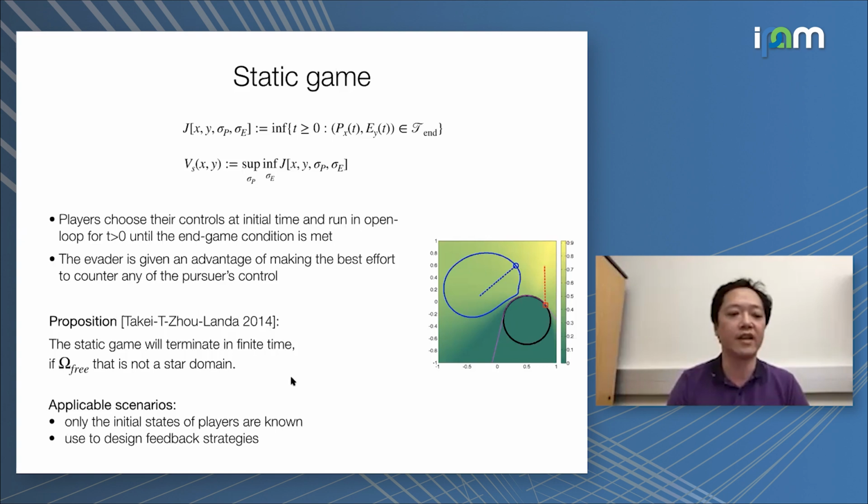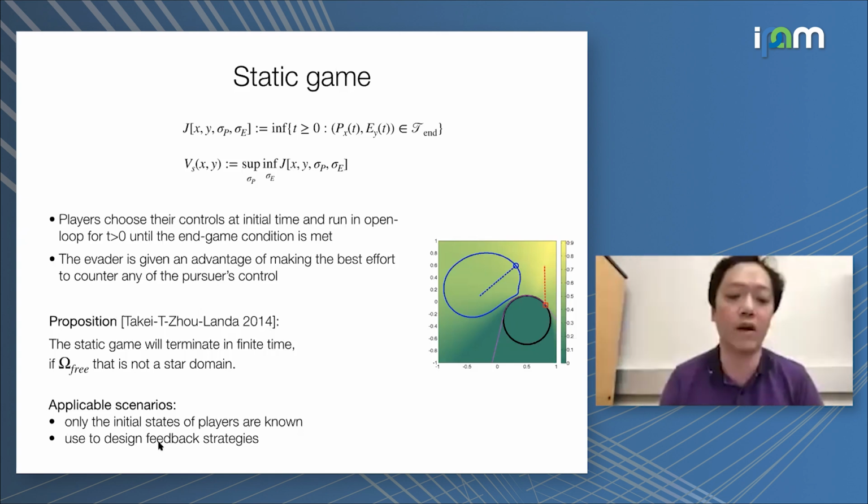Why consider this kind of static game? We would argue that there are some applicable scenarios in which one can benefit from knowledge of solving static games. For example, if really only the initial state of the players is known, then one has to do the best we can, and that would be playing this static game to optimize. Or we can use the optimal controls that we have computed for the static games to design better feedback strategies to play the optimal feedback strategies.